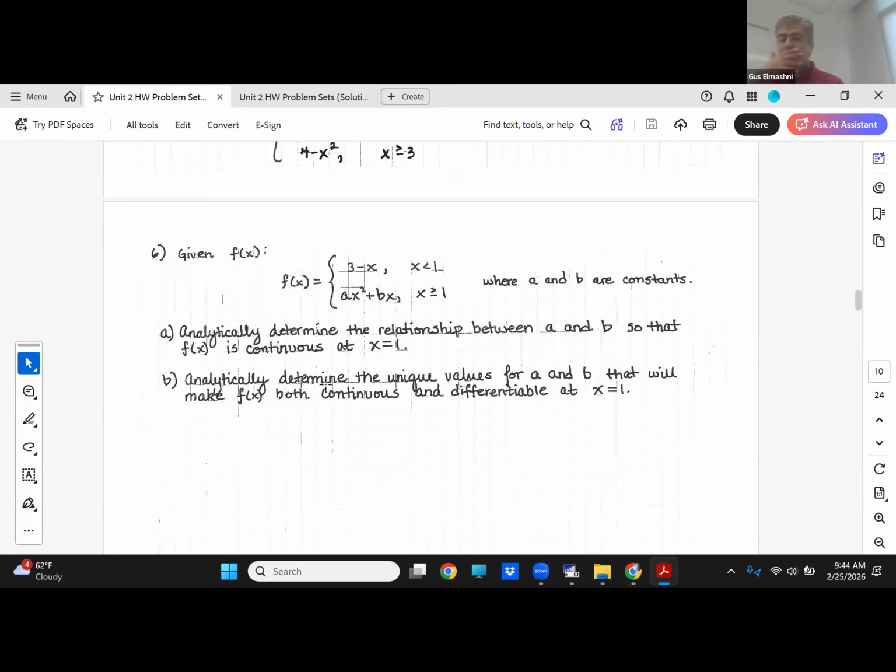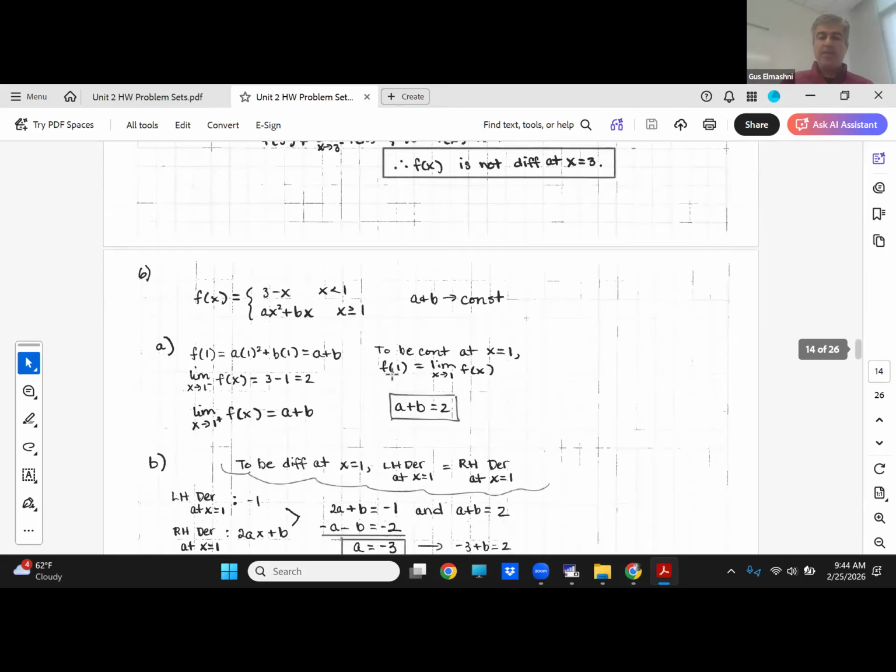So what do you have to do? You have to look for continuity first. The quick and easy way is just plug in 1 and set them equal to each other. So 2 is going to equal a plus b. But whoop-de-doo, how am I going to solve for b and a, right? If I have one equation, 2 variables, I can't do it.